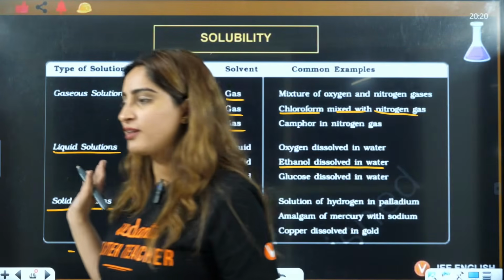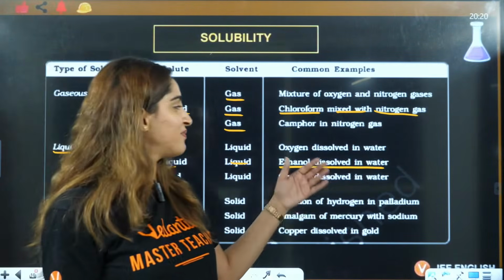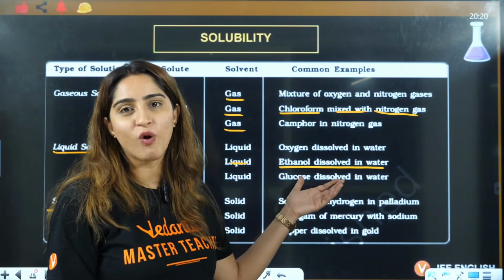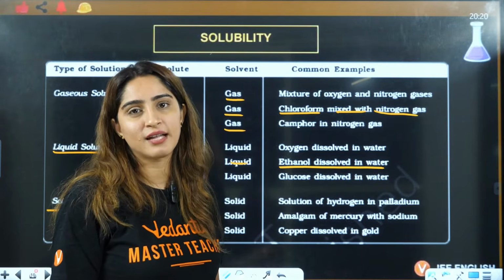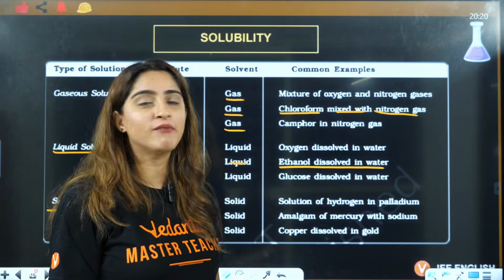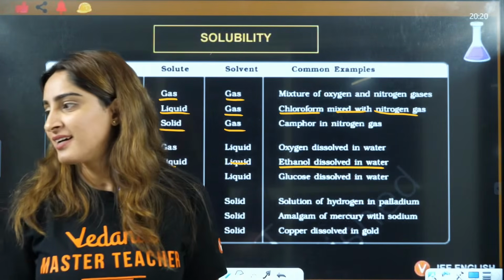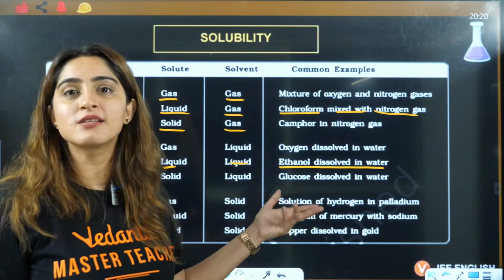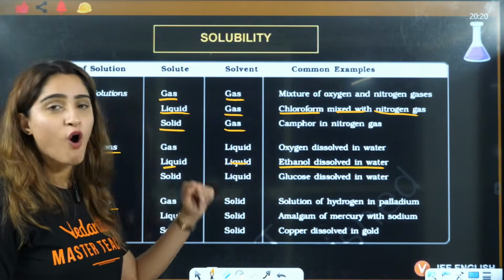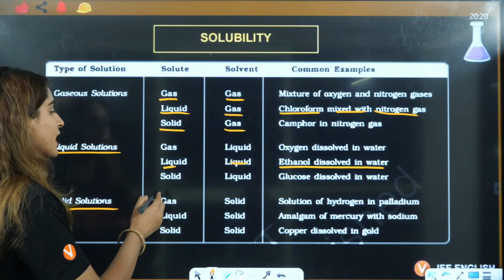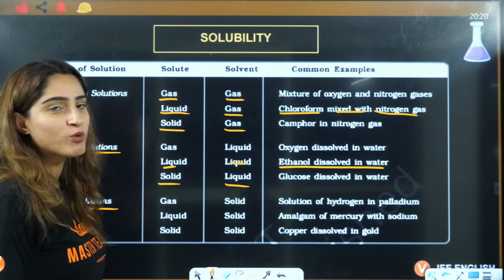Tell me this. Ethanol dissolved in NCERT is literally like playing with your emotions. Okay, tell me what is this ethanol dissolved in water? Drink, right? Which kind of drink, ma'am? We don't know any kind of drink, ma'am. Ethanol dissolved in water is alcohol, right? They are talking about alcohol here. NCERT is also playing with your emotions right now.